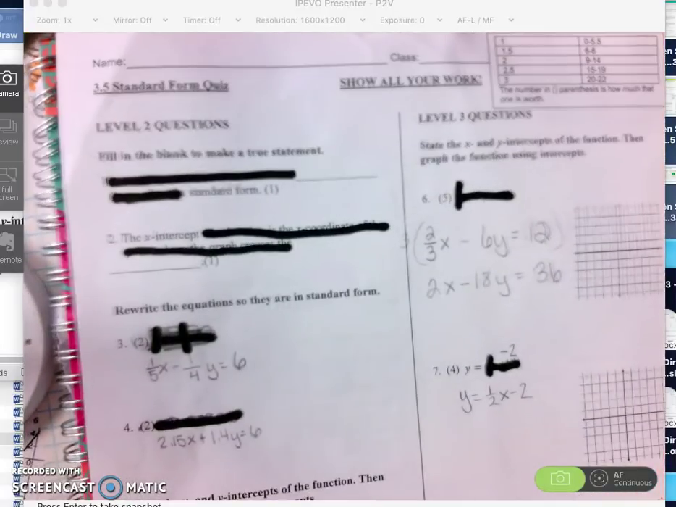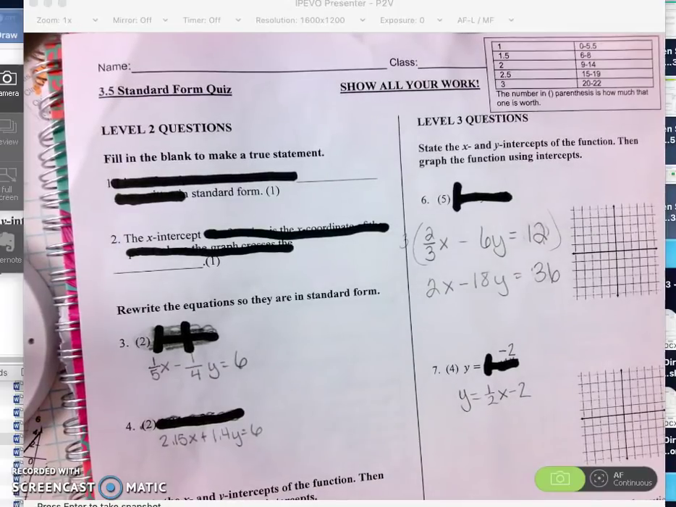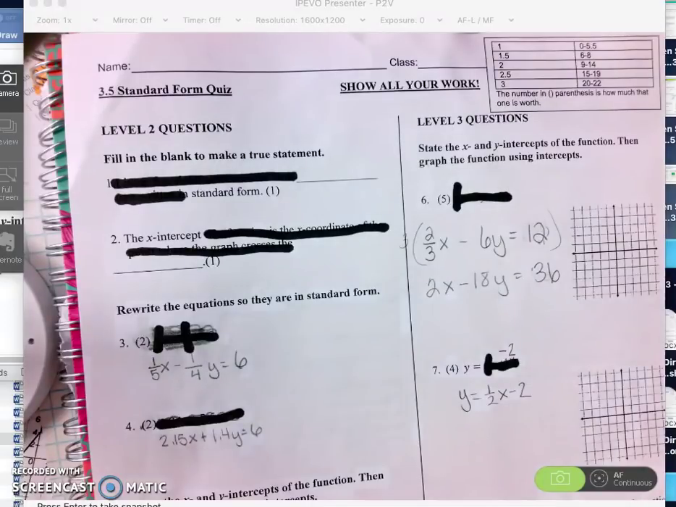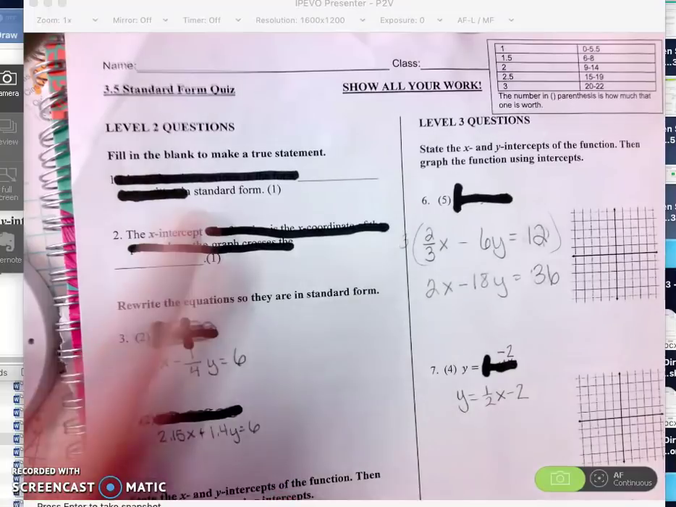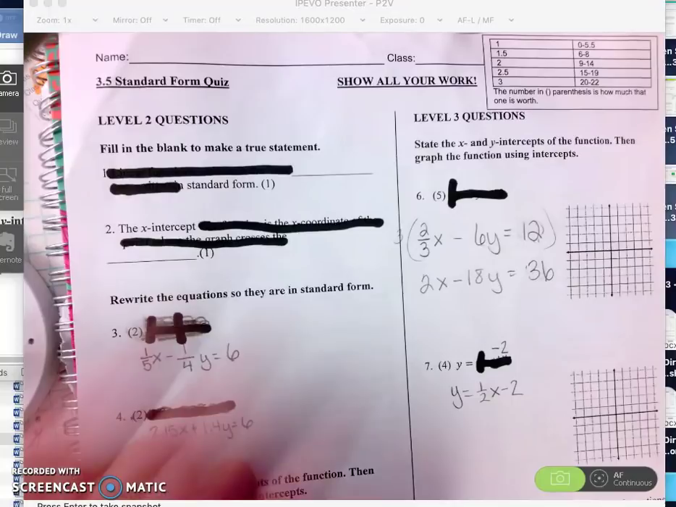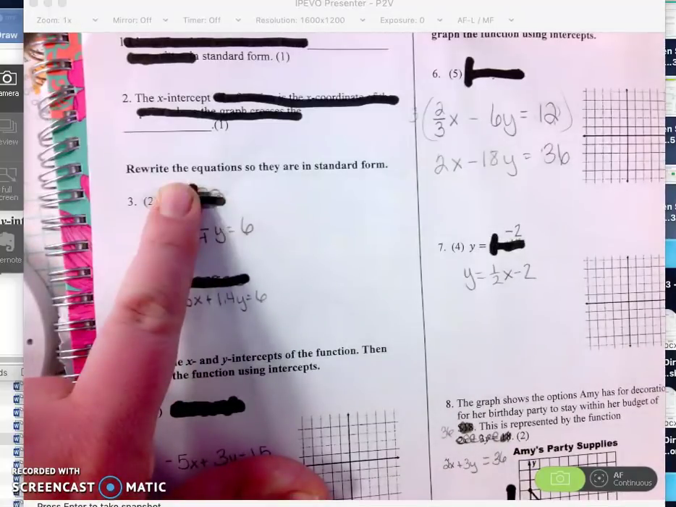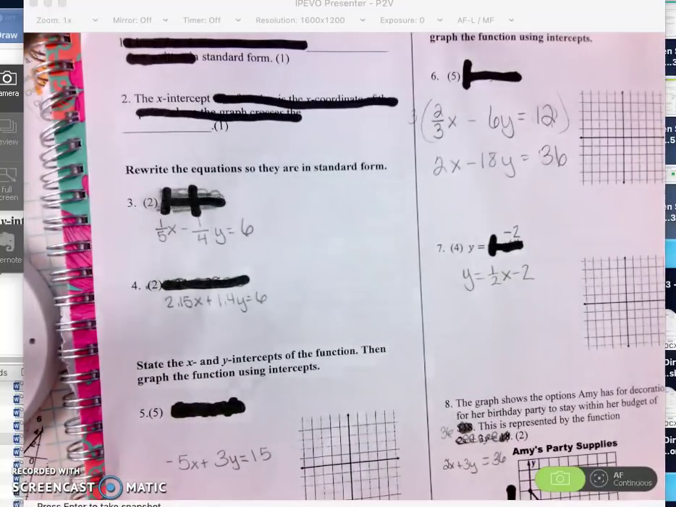I wanted to again go through this 3.5 standard form quiz, kind of what will be on the quiz tomorrow. I changed the numbers, that's why there's black and stuff. The first question, you're going to need to know what standard form is. Second, you should know what the x-intercept is. You're going to have to rewrite equations so that they are in standard form. Anything that has a fraction or a decimal is not. So that's going to be the first one we're going to do.